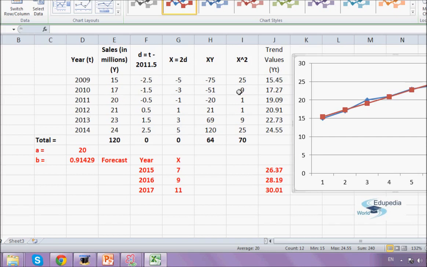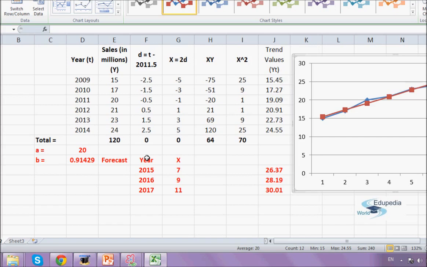When it is 17, it's 17.27. It's 20, here it's 19.09. 21, it's 20.91, again very close. So most of the data are very close. So we see that even the original data are very much linear, almost approximately linear. Well, so that is the treatment of mathematical trend by using the method of least squares.